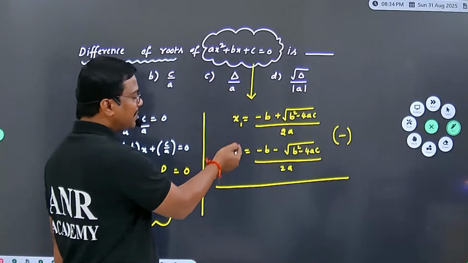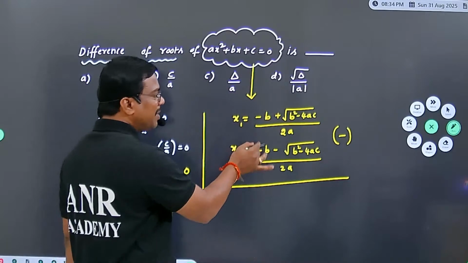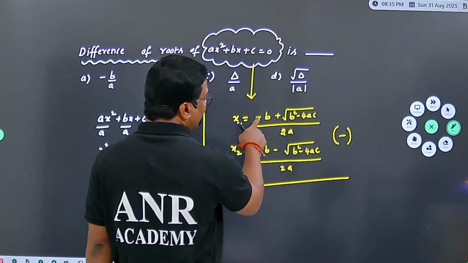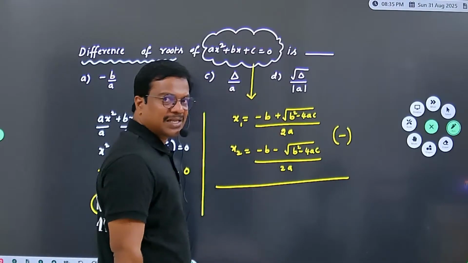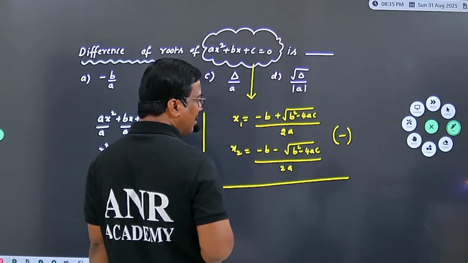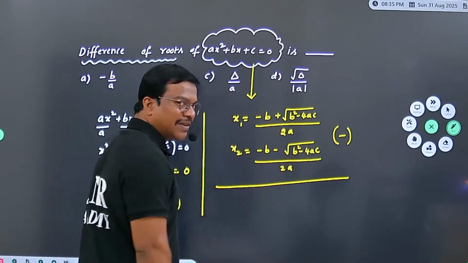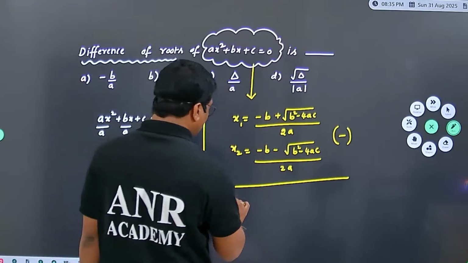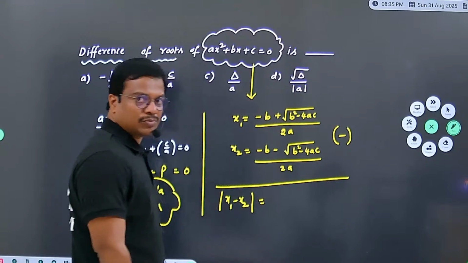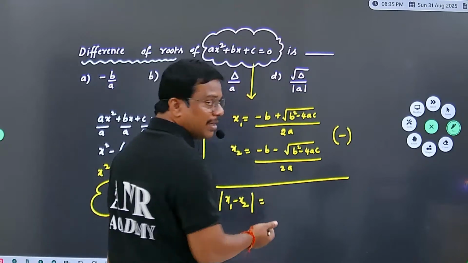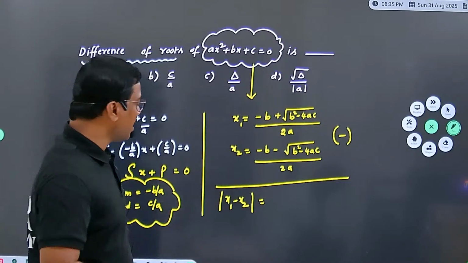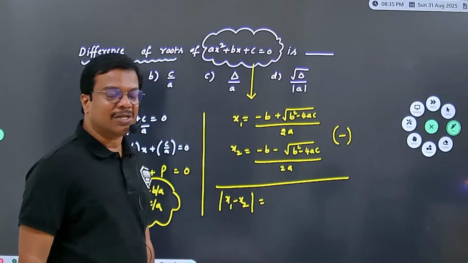One root x1 and the other root x2. Formula: minus b plus or minus root over b square minus 4ac by 2a. On subtraction, minus b by 2a minus minus b by 2a gets cancelled. And the second term, root delta divided by 2a minus of minus root delta divided by 2a. Difference of roots, modulus x1 minus x2, I am going to write. Maybe difference between roots means it is x1 minus x2 or x2 minus x1. Two chances are there, so you have to put the modulus sign.